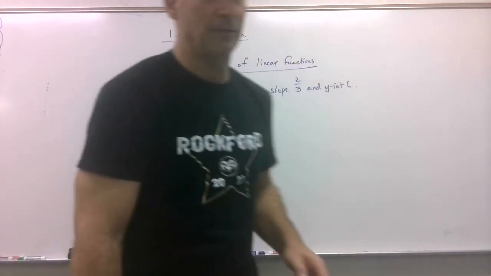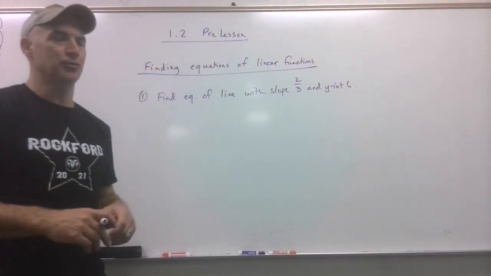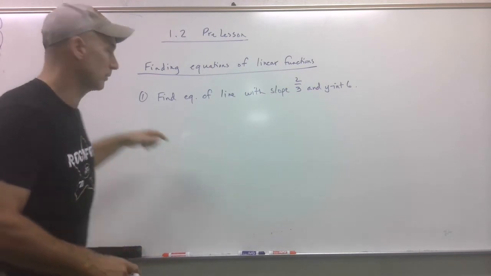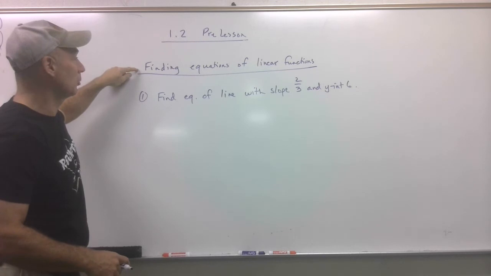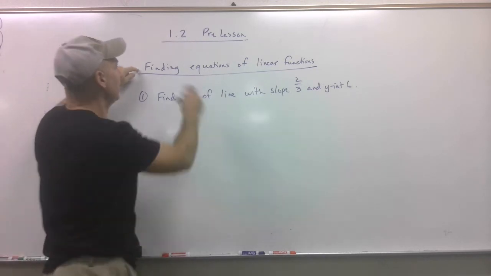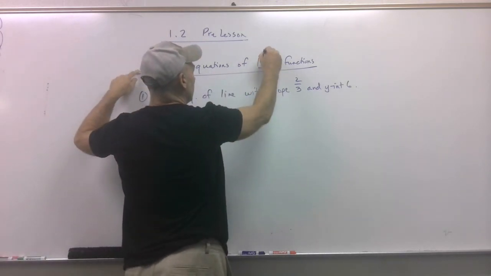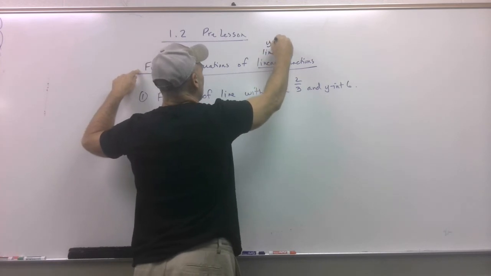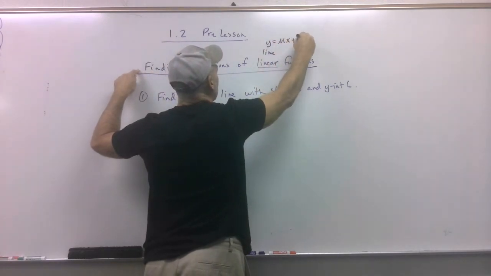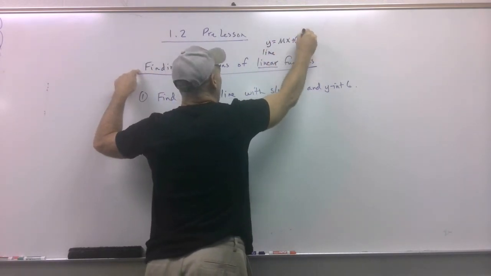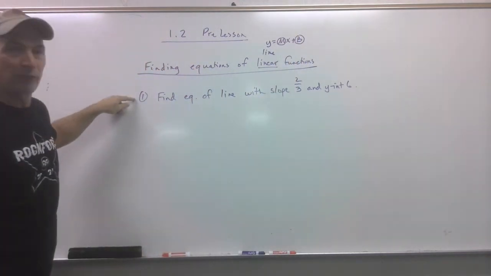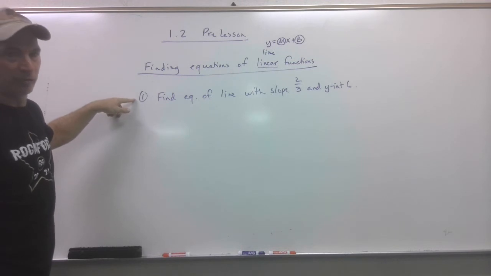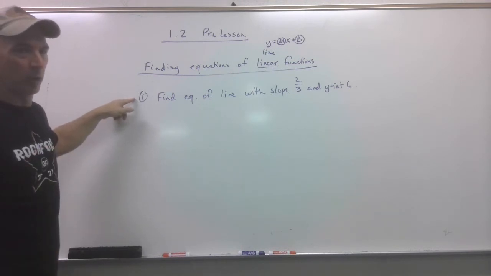So the author is definitely taking it back to pre-algebra, algebra 1, algebra 2. You've seen this a lot. Never goes away. Finding equations of linear, that means line, which means y equals mx plus b, which means we need our y-intercept and our slope. So I've spoon-fed you the easiest possible one just to build your confidence and just see where this is going.